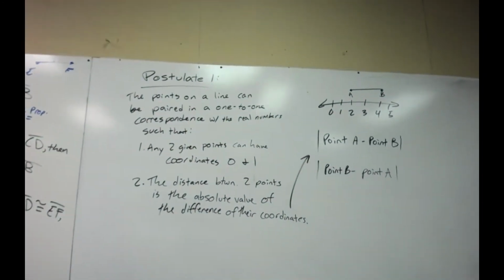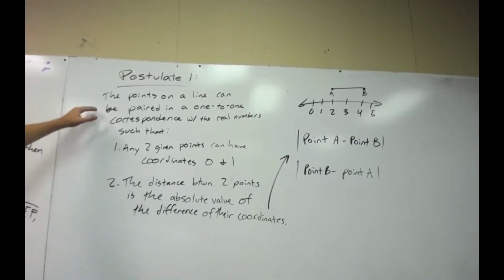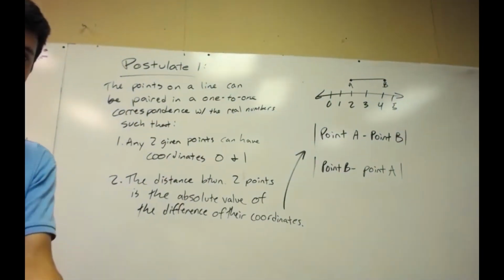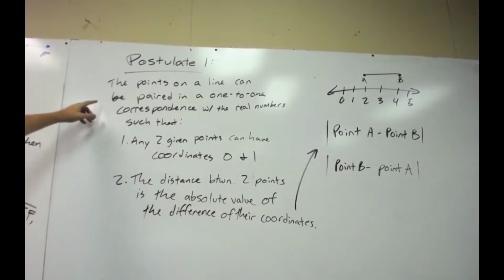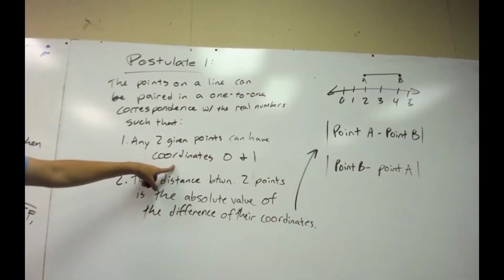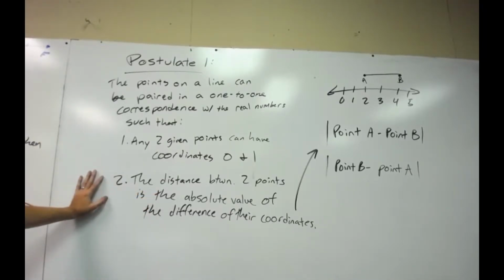Next, we're just going to go over postulate 1, just a couple definitions before we get to some basic math stuff in this lesson. First of all, let me define what a postulate is. A postulate is a statement that is just accepted to be true without a proof. All right, we just accept these statements to be true. And postulate 1 says that the points on a line can be paired in a one-to-one correspondence with real numbers such that any two given points can have coordinates 0 and 1. The distance between 2 points is the absolute value of the difference of their coordinates. That's a lot of words to define what we're about to do.